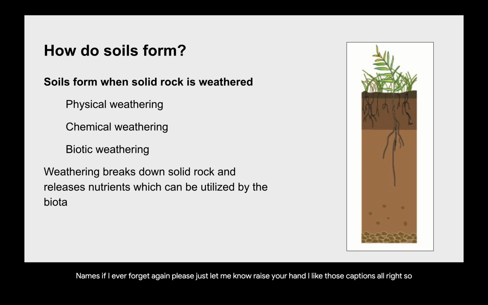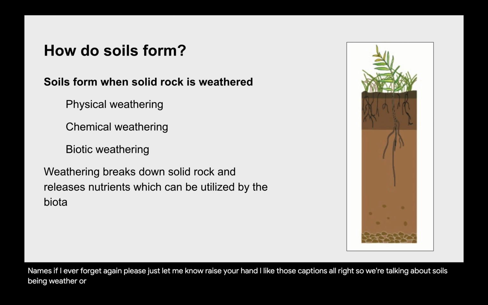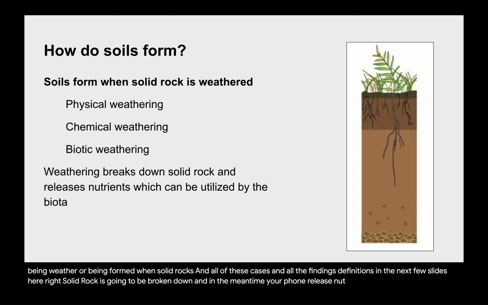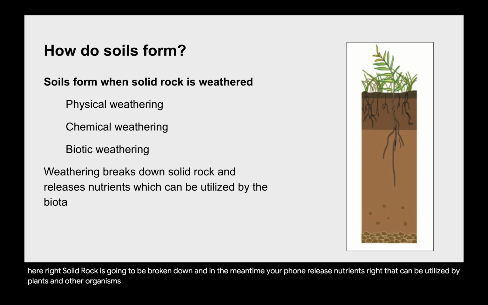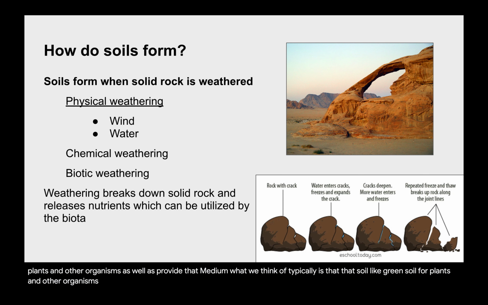All right, so we're talking about soils being formed when solid rock is weathered or broken down. This can be through physical weathering, chemical weathering, or biotic weathering. In all of these cases, and I'll define these in the next few slides, solid rock is going to be broken down, and in the meantime, it's going to release nutrients that can be utilized by plants and other organisms, as well as provide that medium, what we think of typically as soil, for plants and other organisms to utilize.